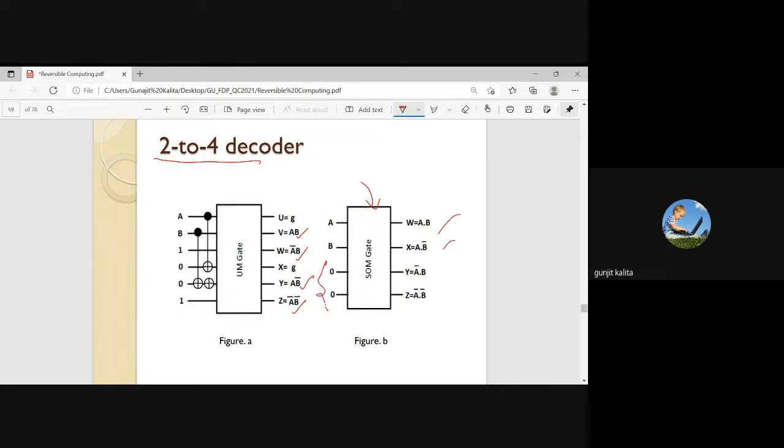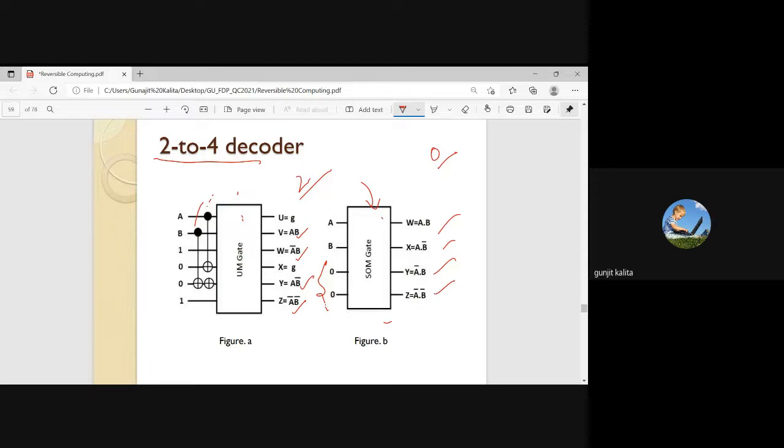All other four outputs will be your decoder. And there is no garbage. In this case, you will get two garbage, and here zero garbage. So maybe the complexity of this gate is also better, because here two elementary gates are there. So the complexity of this gate plus these two complexities will be higher. So this design may be better.